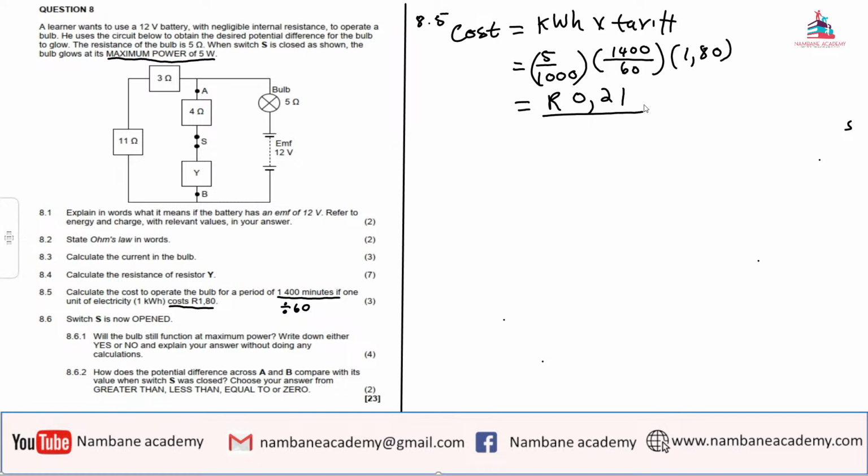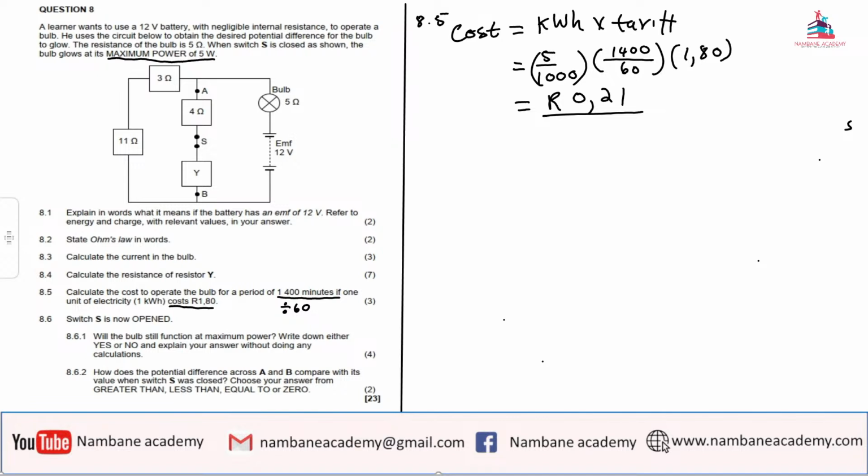Then you just multiply this by 1,80, and this will give us a cost of 0,21, basically 21 cent. Let me just say that it will be just 21 cent for you to run this bulb for a period of 1400 minutes. Any questions relating to this one? Okay, I see a hand. Let me quickly check. Muteo?